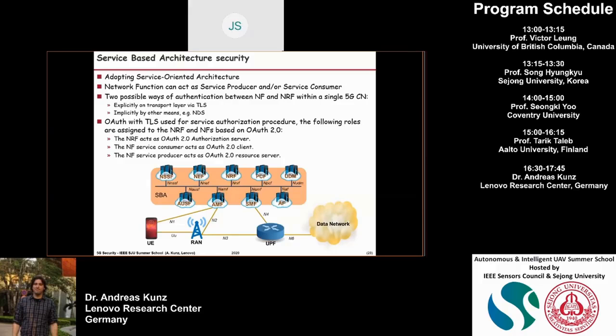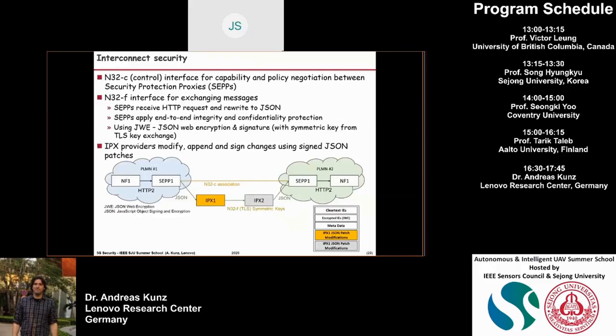For the authorization procedure, OAuth is used with TLS, and they have the following roles for the NRF and the NFs. The NRF is the OAuth authorization server. Then we have the NF consumer, which is the client, and the producer, which is the resource server. Then we come to the internet connect security, which also basically uses similar technologies as SBA.